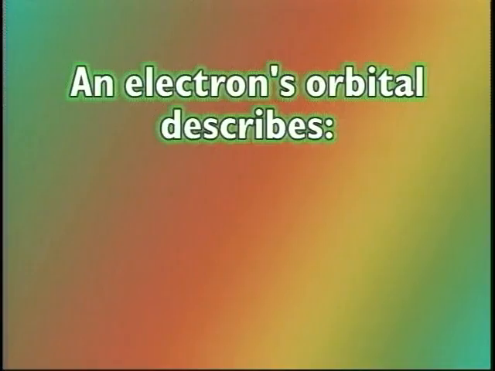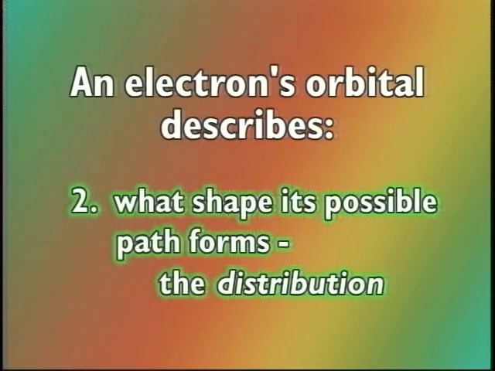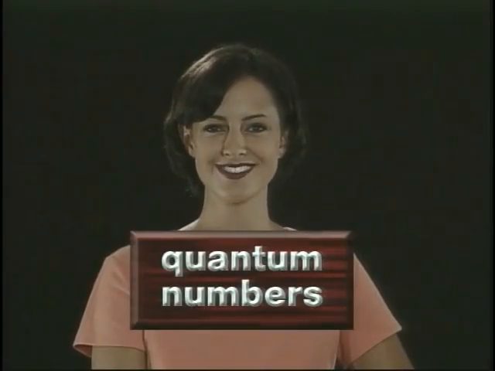Remember those three things. An electron's orbital describes 1. Its average distance from the nucleus of the atom. 2. What shape its possible path forms. This shape is called the distribution. And 3. How that distribution is oriented in space. In other words, where it is in relation to the atom's nucleus and the other orbitals. These three characteristics of an electron's orbital are described by three numbers, called quantum numbers.